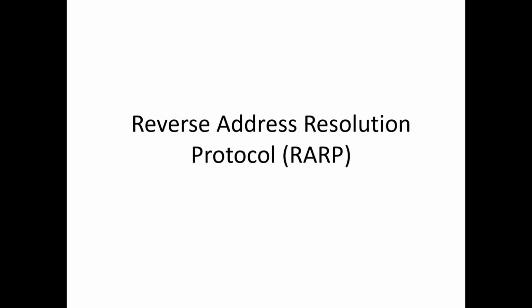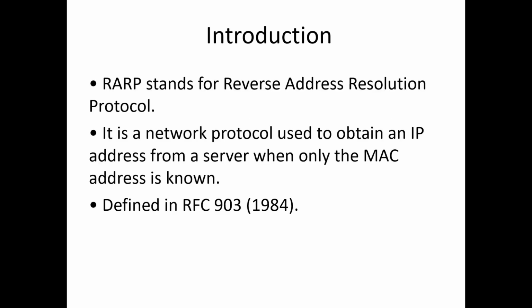Today we are going to talk about RARP, that is Reverse Address Resolution Protocol. So, what is RARP? RARP stands for Reverse Address Resolution Protocol. It's a network protocol that is used to maintain or obtain an IP address from a server when you only know the MAC address. Like we all know, every device has a MAC address, its permanent hardware ID. But to communicate on the internet, the device actually needs an IP address also.